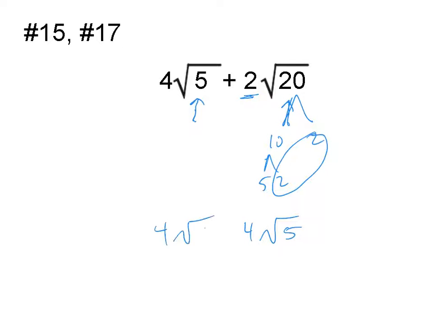So I have 4 times the square root of 5 plus 4 times the square root of 5. Now I can add them up. 8 times the square root of 5, and we're good to go. So don't forget that if you do not have matching square roots, break them down, and they should end up matching if you do them correctly, and then you can add them up or subtract them.